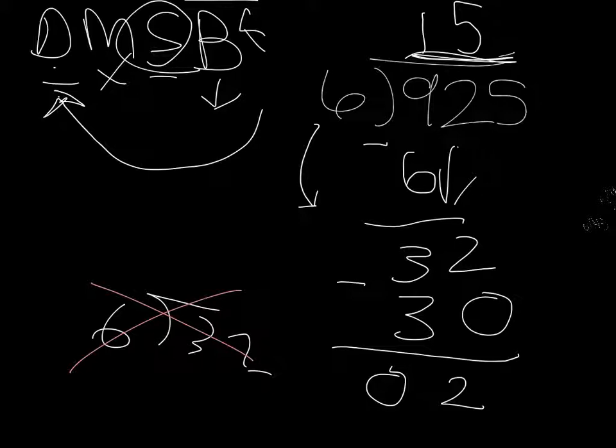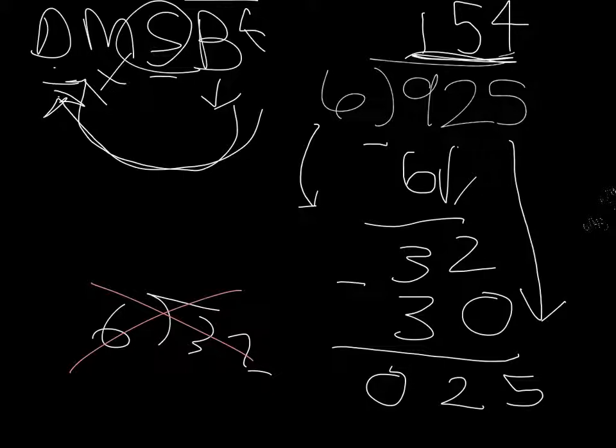But look, we have another step. So we need to bring down this 5, and then it's 25. And then we go all the way back again. So, Dad, divide. Use your multiplication chart. What times 6 gets you closest to 25? That is 4. And then you write a 4 up here.